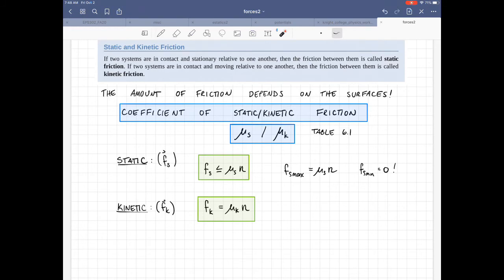Static friction, it turns out, is not a single value. Static friction essentially depends on the situation. The amount of static friction that exists between two surfaces is essentially the amount needed to keep the object at rest. But there's a limit here. There's a maximum amount of static friction that can exist between two surfaces. And so that maximum amount of static friction is mu s, so whatever the coefficient is, times the normal.